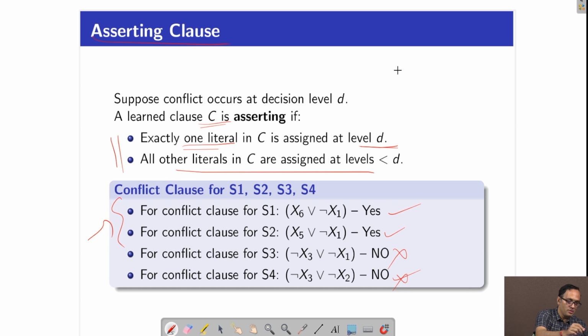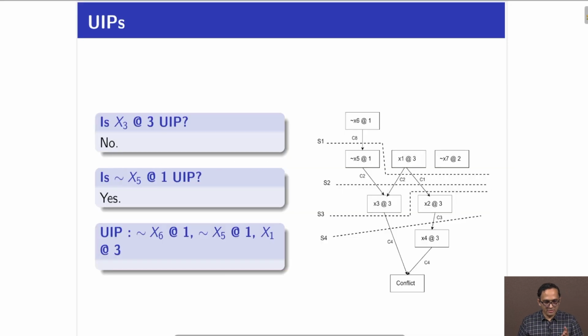So, let us conclude here. In this graph, as I already said, x3 is not a UIP because there is another path here which is not covering it. So, this is not a UIP. x5 is a UIP, yes, corresponding to decision level 1. x6 is a UIP, yes, because this is corresponding to decision level 1. x3 is a UIP corresponding to decision level 3. So, there are 3 UIPs, right. So, we understood what a UIP is.